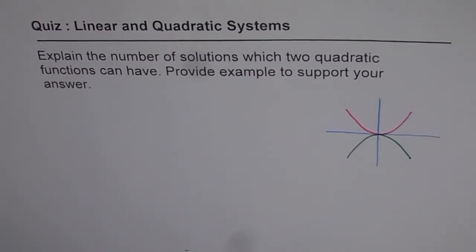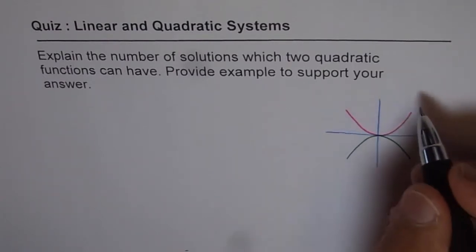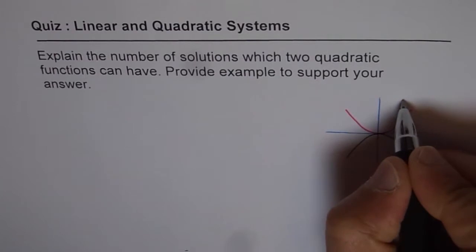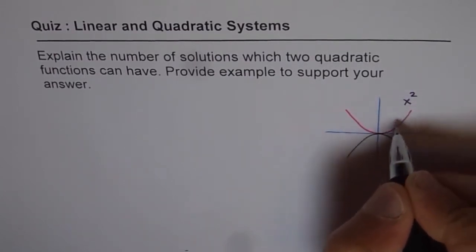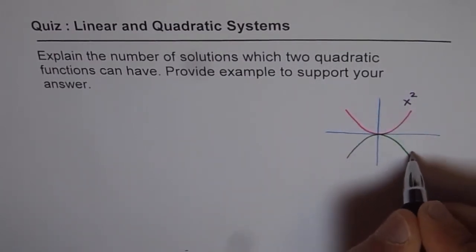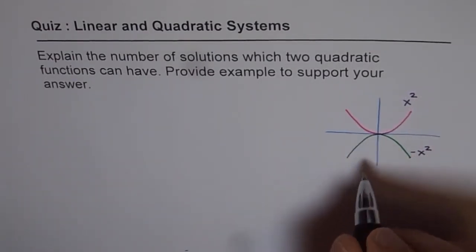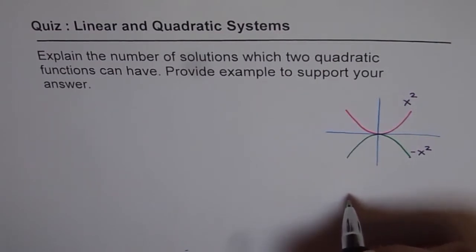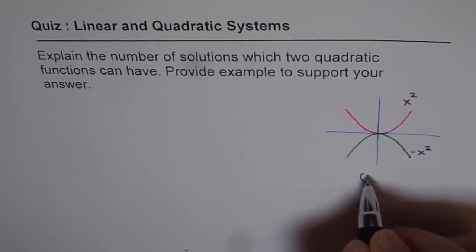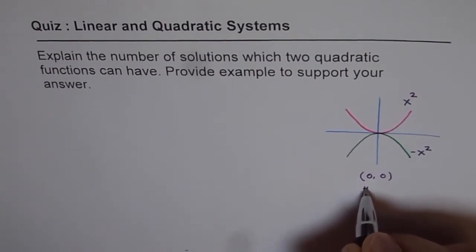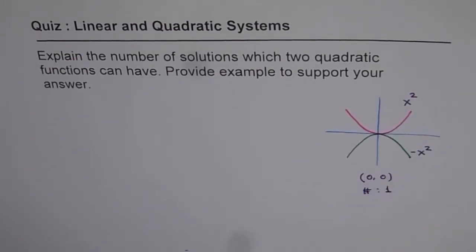Let's take the simplest of all the examples, and we'll only consider the parent function y equals x squared. So here I have y equals x squared moving upwards, and this one is y equals minus x squared. As you can see, there is only one solution since they meet at x equals 0, right? So the intersection here is (0, 0), and the number of solutions is equal to 1, correct?